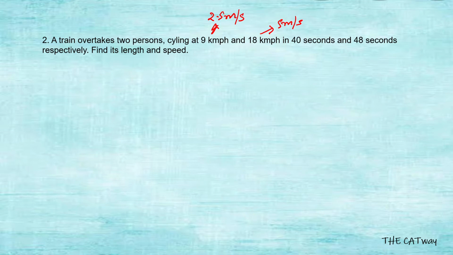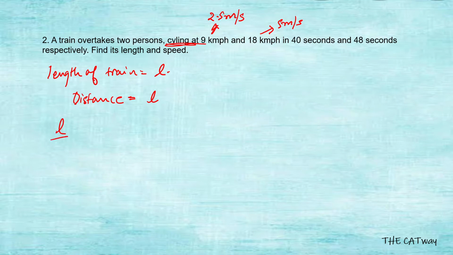So now it says that in 40 and 48 seconds. Let the length of the train be L. So the distance will also be L. The reason behind that is the person which we are talking about is cycling, so the cyclist is negligible in length with respect to the train. So the distance will be taken as L. Now we will solve both the parts differently. So in the first case, the distance is L. Let the speed of the train be x.